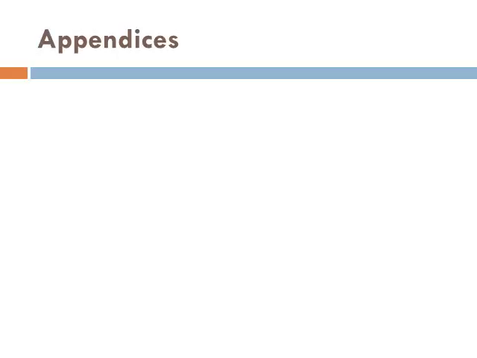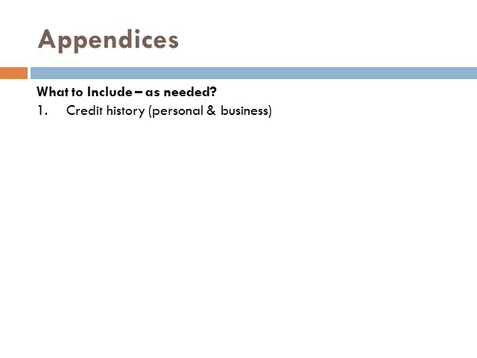The very last piece of the puzzle in your business plan is the appendices, or appendix. This is where you're going to include a lot of the backup to what you've talked about in the sections that we've already discussed. So let's talk about what you could include in the appendices.